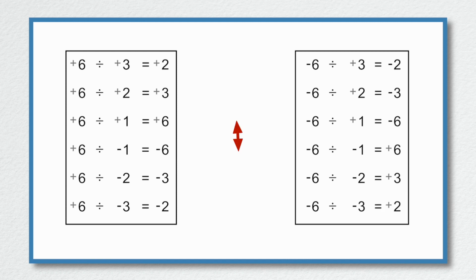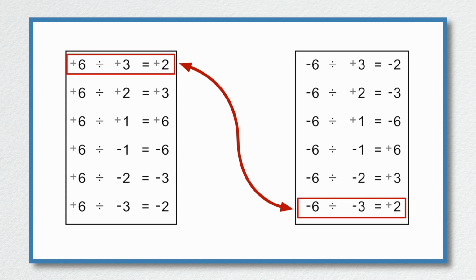And again, we can combine results. 6 divided by 3 is equal to 2, or positive 6 divided by positive 3 is equal to positive 2. And this is the same as negative 6 divided by negative 3, which also gives the answer positive 2. And so a negative number divided by a negative number produces a positive answer.